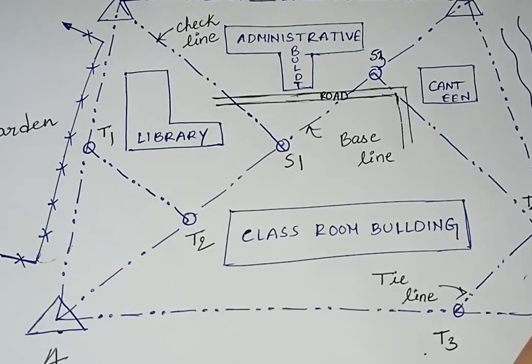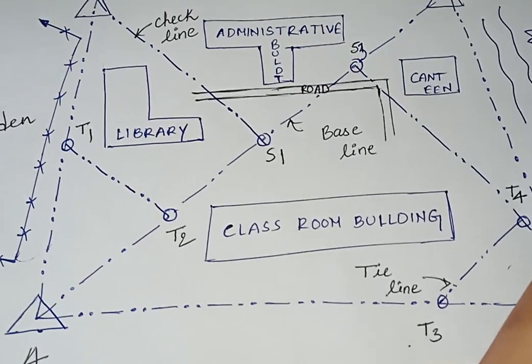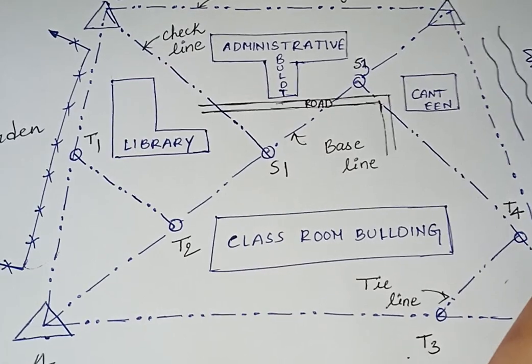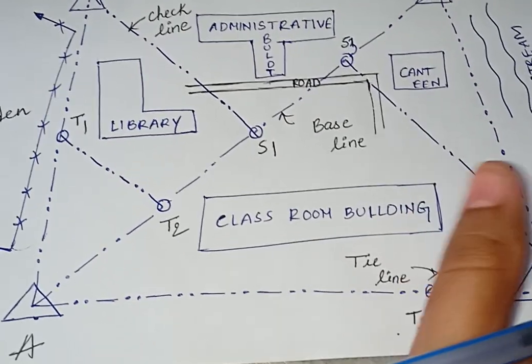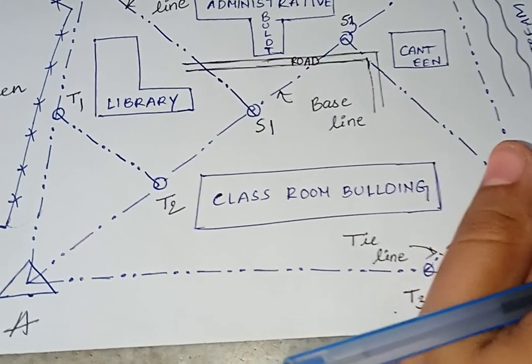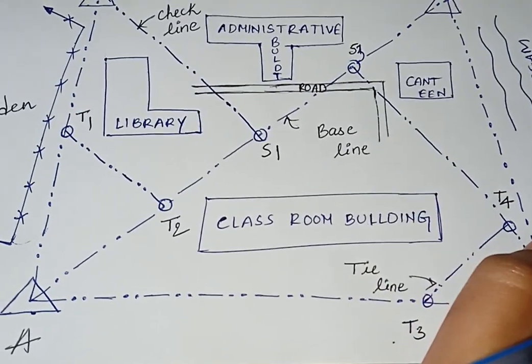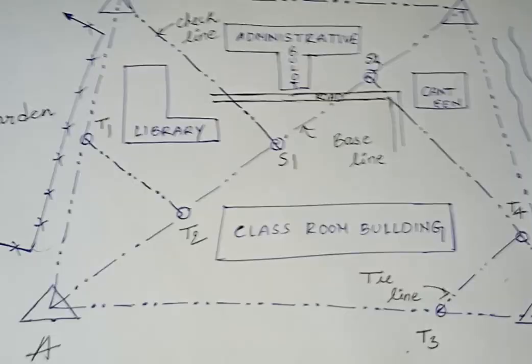Baseline is an important line in chain surveying. It is used for various stations which are plotted with reference to baseline. So this baseline is the longest line in the surveying, and this is also an important line. From the baseline, the values can be measured very accurately.